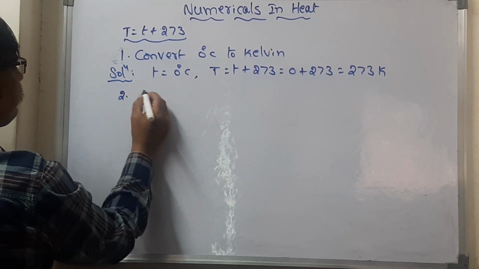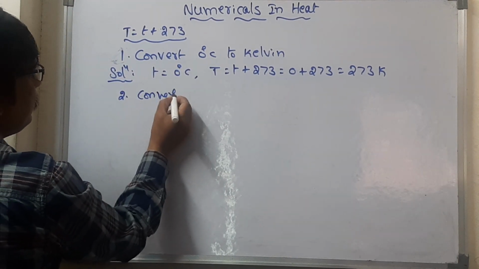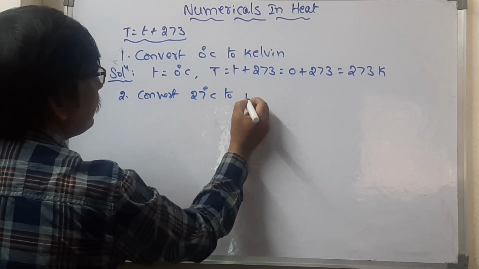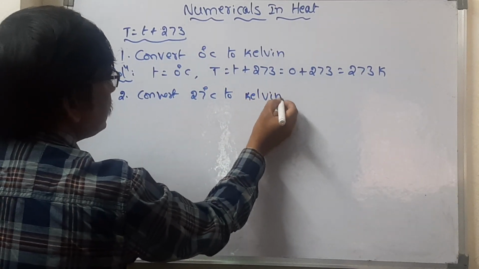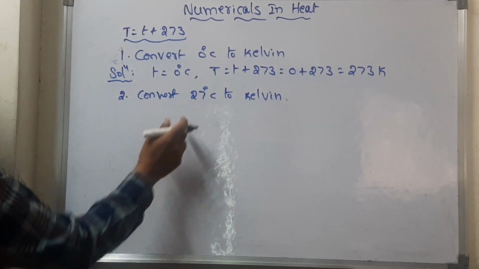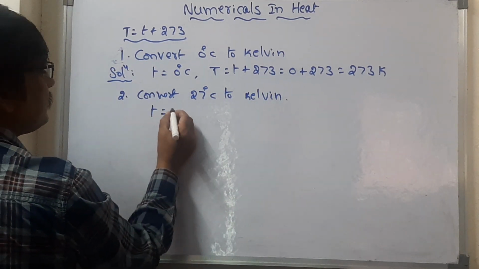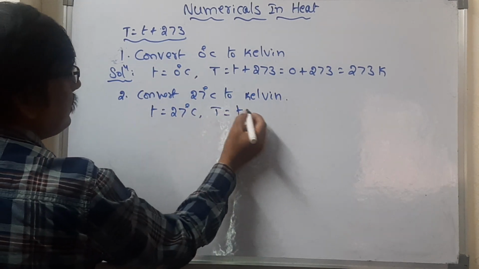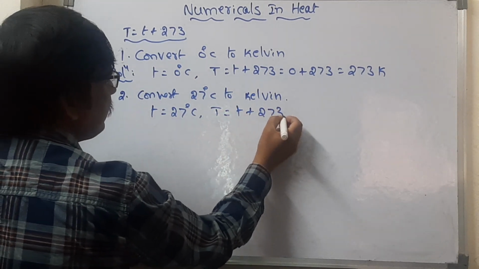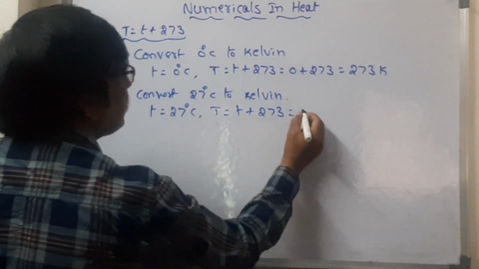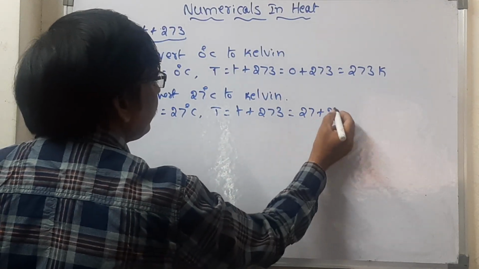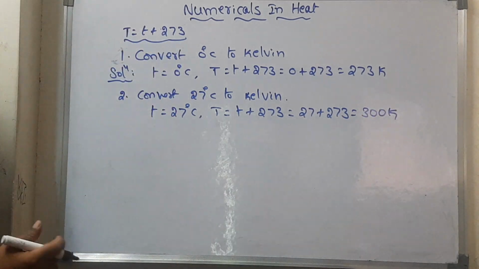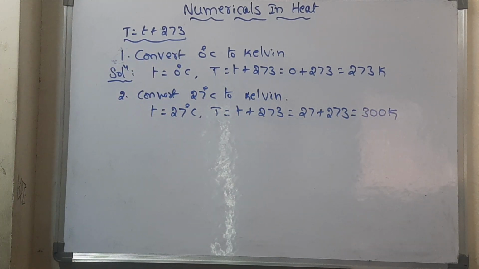Second question: convert 27 degree Celsius into Kelvin. How can we convert this? First of all, 27 degrees Celsius is small t, so write small t is equal to 27 degrees Celsius. Capital T is equal to small t plus 273, that is equal to 27 plus 273. How much is that? 300 K. A very simple formula, there is no problem with that.